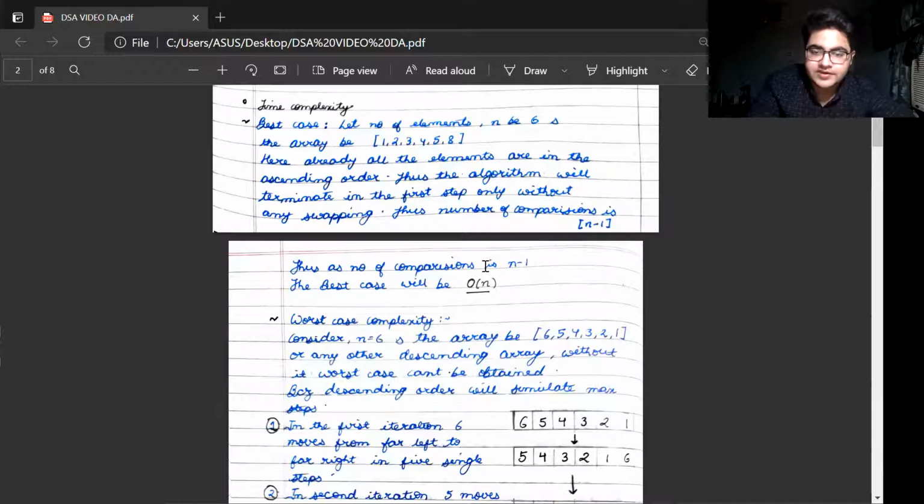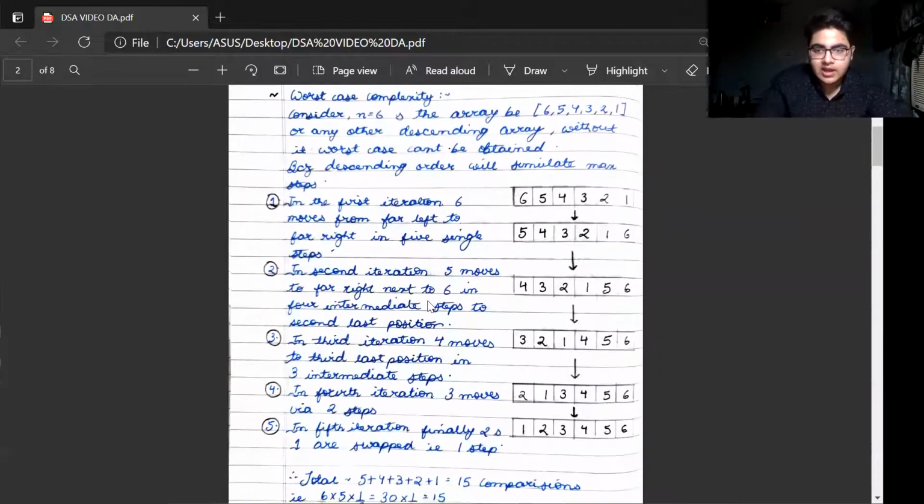Now, the worst case complexity. To calculate the worst case complexity, we assume that the array is in descending order, because then the maximum number of steps will be required to sort the array. Let's see the test case. Assume that 6, 5, 4, 3, 2, 1 is an array arranged in descending order. In the first iteration, 6 will be compared with 5, then with 4, then with 3, then with 2, and then with 1. That is, in the end, 6 moves to the rightmost position in 5 single steps.